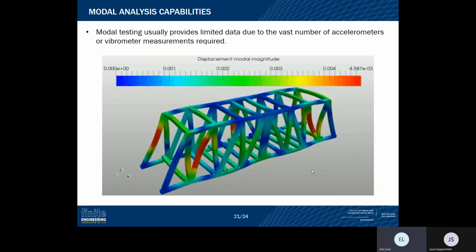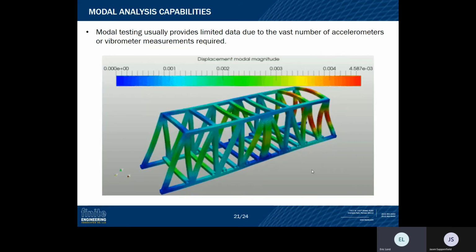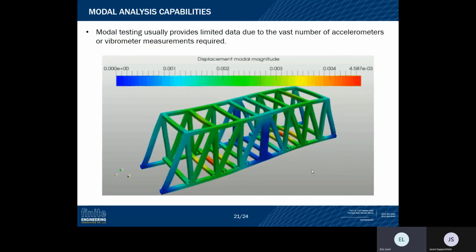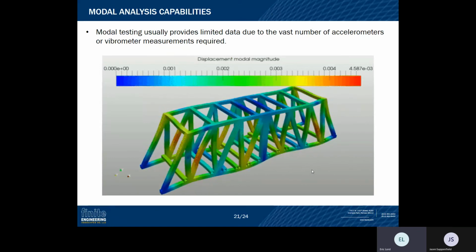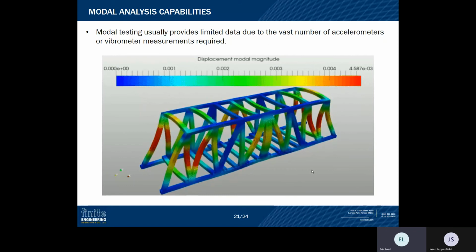However, if we feed this into modal analysis, such as we can see here, we can see all our different modes. We can see what the mode shape is. We know what the frequency is that's associated with it. We also know what the modal effective mass or the mass participation factor is.